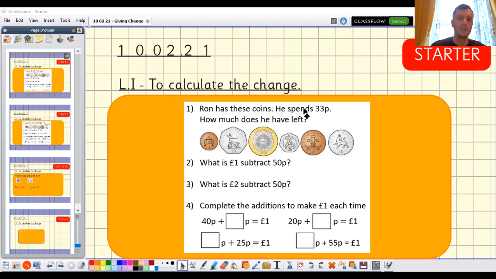So Ron has these coins. He spends 33 pence. How much does he have left? Question 2, what is £1 subtract 50 pence? Question 3, what is £2 subtract 50 pence? And question 4, 40 pence plus blank equals £1. 20 pence plus blank equals £1. Blank plus 25 pence equals £1. And blank plus 55 pence equals £1. Again, the knowledge that 100 pence is £1 will help you with that last question.